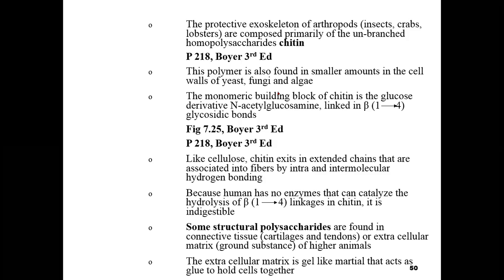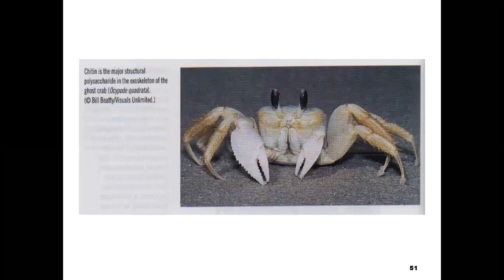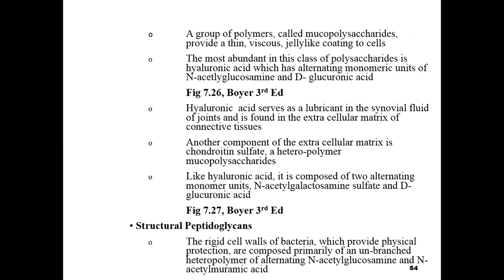Now we are moving toward the structural polysaccharides. These are also found in the connective tissues, cartilage and tendons, or extracellular matrices, the ground substances of the higher animals. The extracellular matrix is a gel-like material that acts as glue to hold the cells together. Structural polysaccharides are present in the bones and the cartilages and in the cell connecting material.